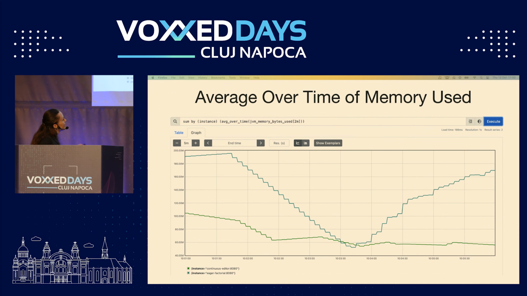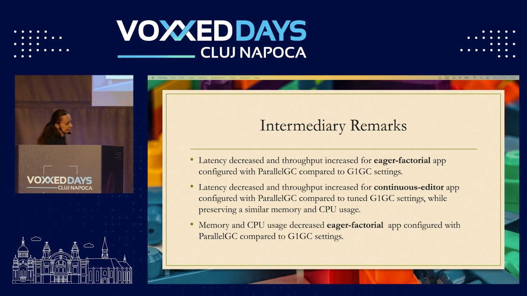And in case of memory, I can see that my eager factorial is slightly more memory consuming, but the one that is file I/O bound, which I expected to consume a lot of memory, starts to use less memory as well. So the intermediary remarks in this case are that I have latency decreased and throughput increased in both cases. CPU usage decreased for the one that is CPU bound, and the continuous editor is doing way better as well.